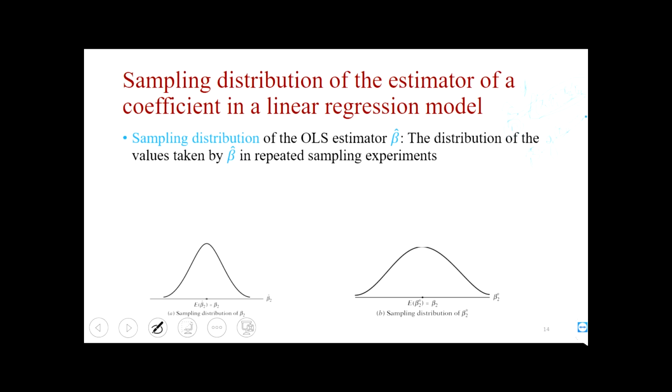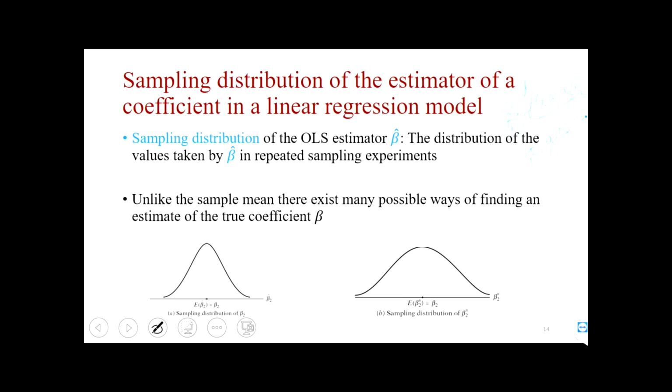So the distribution of the values taken by beta hat in a repeated sampling experiment is given as follows. Unlike the sample mean, there exist many possible ways of finding an estimate of the true coefficient beta. For example, here I gave you two examples, which are beta hat and beta star. You will see that the expected value of beta hat is given by beta 2, and this is known as the sampling distribution of beta 2.